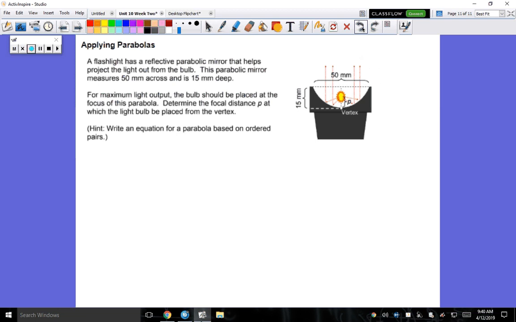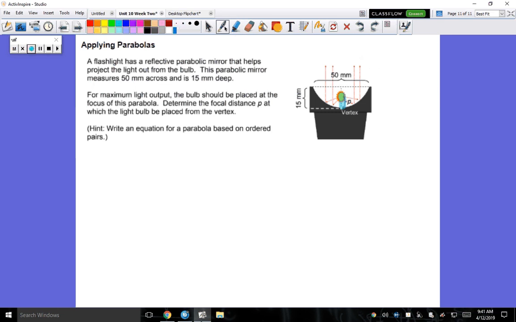Okay? So we're going to determine the focal distance p, and let me highlight that in blue. p is that distance between the vertex and the focal point. We're going to find that distance at which the light bulb should be placed from the vertex. Hint: write an equation of the parabola based on ordered pairs. Okay, so let's first start off.